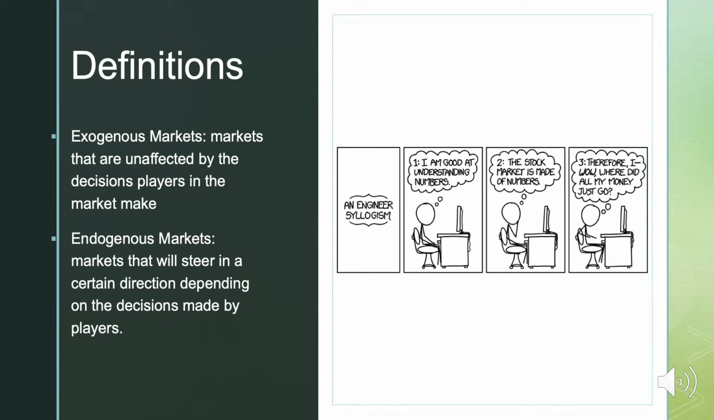First, let's give some definitions. Exogenous markets are markets that are unaffected by the decisions players in the market make. Endogenous markets, on the other hand, are markets that will steer in a certain direction depending on the decisions made by players.